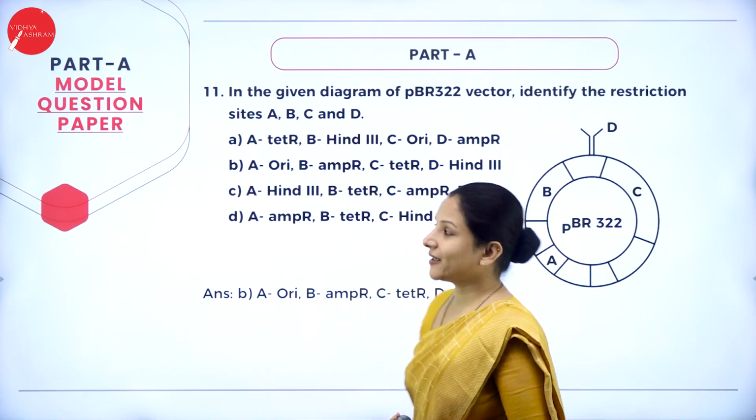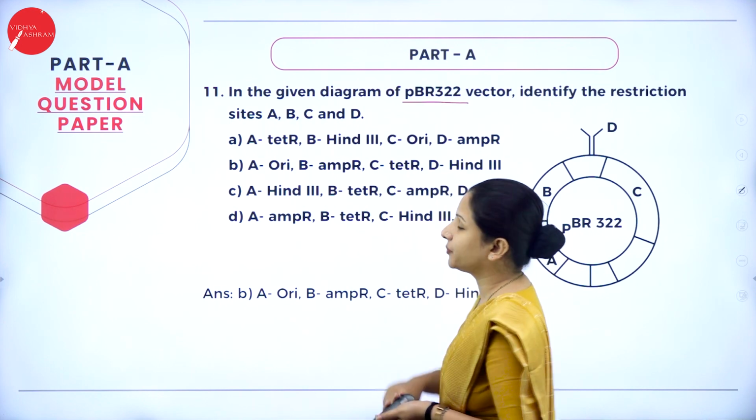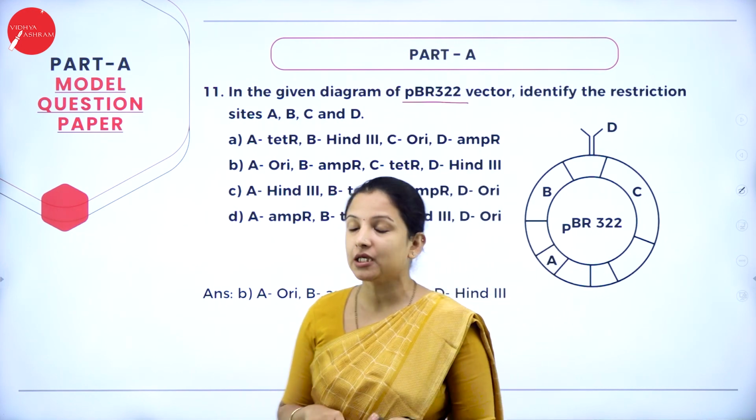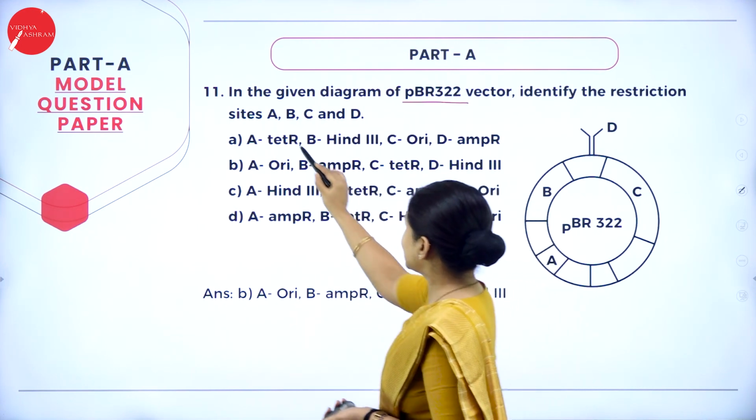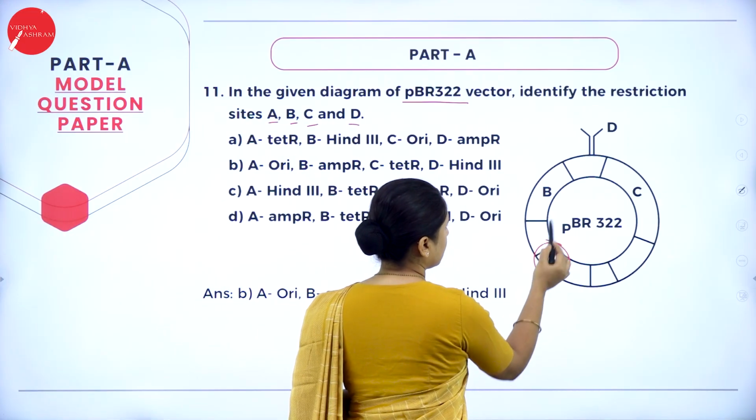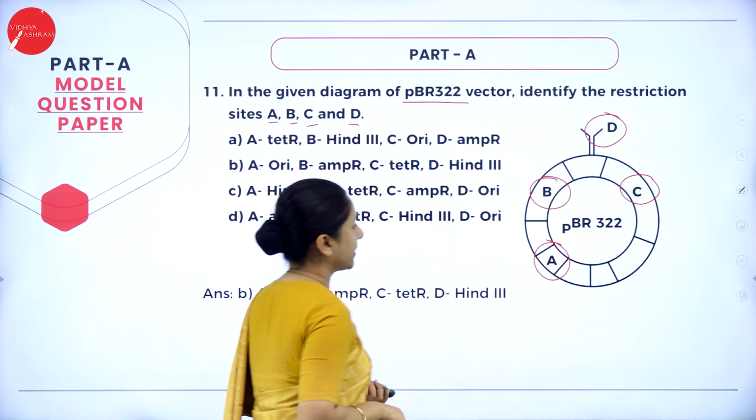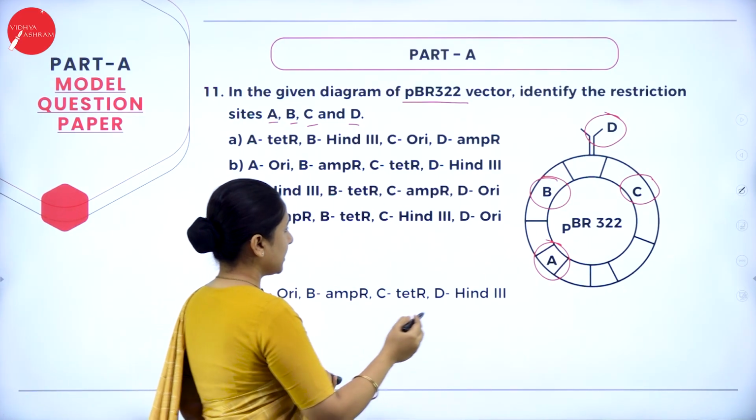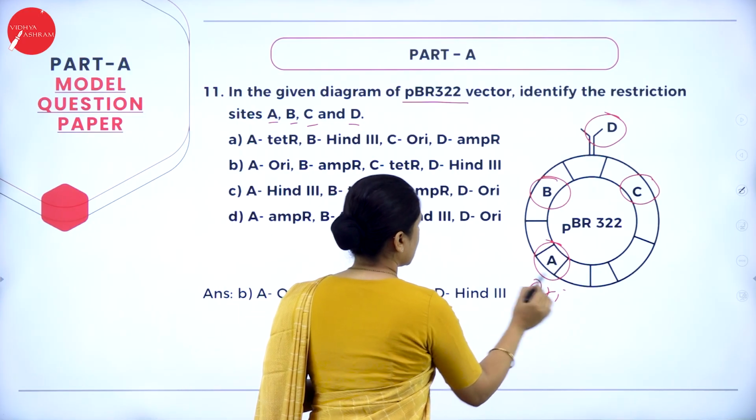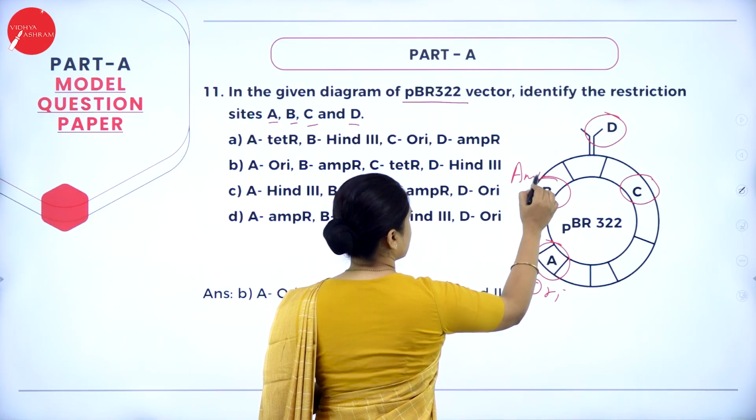Moving to the next question, that is the 11th one. In the given diagram of pBR322, so pBR322 is a plasmid. Identify the restriction sites A, B, C and D. So they have given the restriction sites here labeled A, B, C and D. We need to identify. So A, it is the Ori region. B stands for ampicillin resistant site.